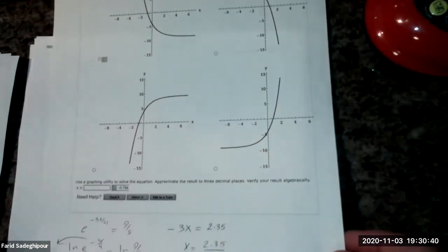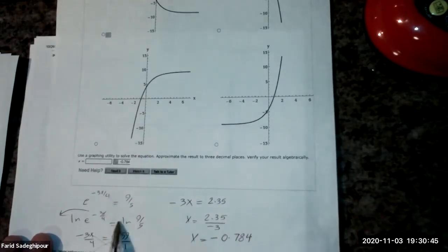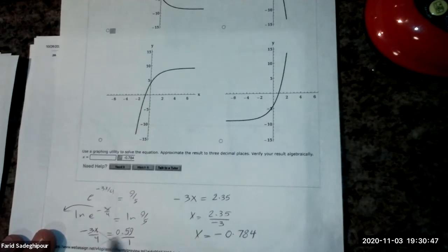And for the graph, the last part, which is calculations, again, they want you to find the x. I put the ln on each side, bring this to the front.